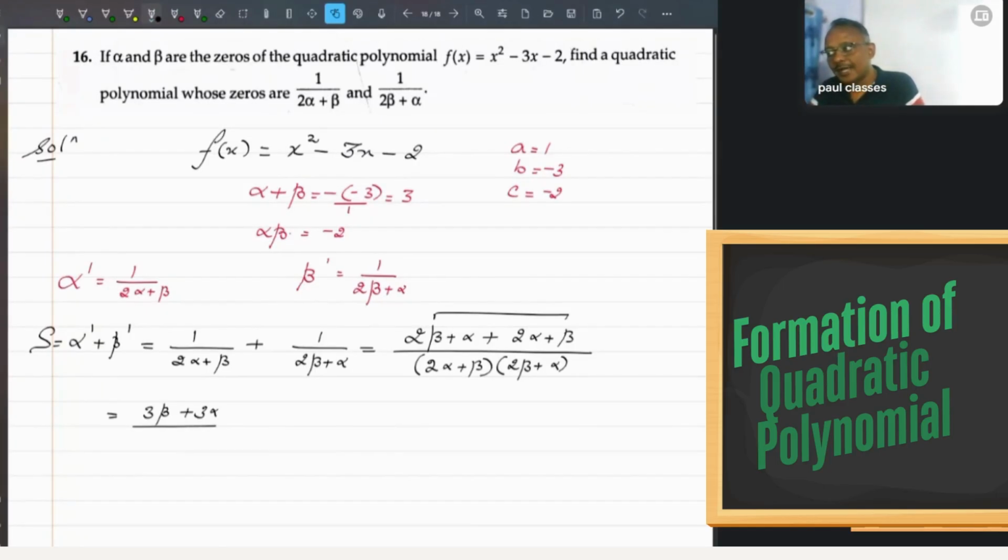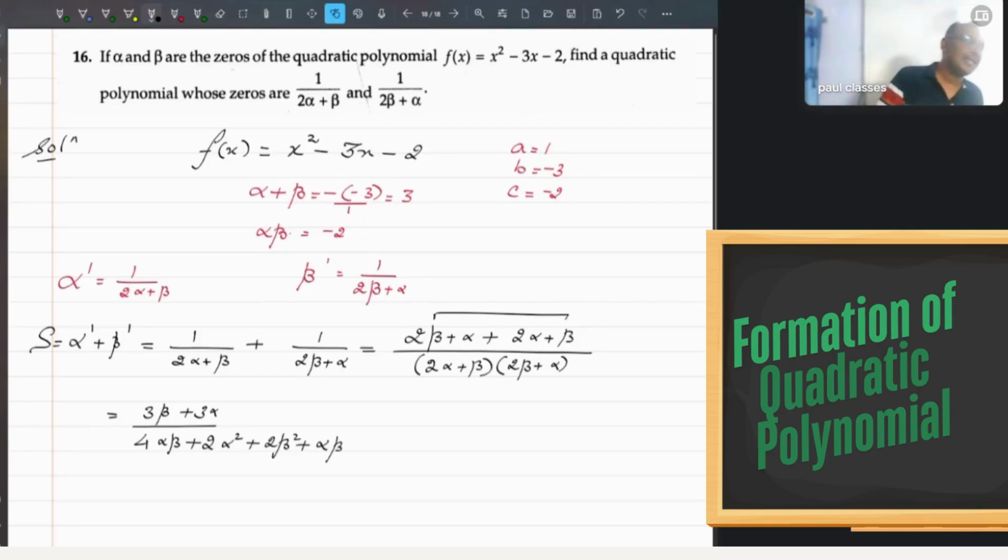Denominator, open the bracket, what is it? 4 alpha beta, this into this plus 4 alpha 2 alpha square, what is this into this? 2 beta square, what is this into this? alpha अल्फा बीटा, यहाँ तक समझ में आया? कोई दिक्कत?